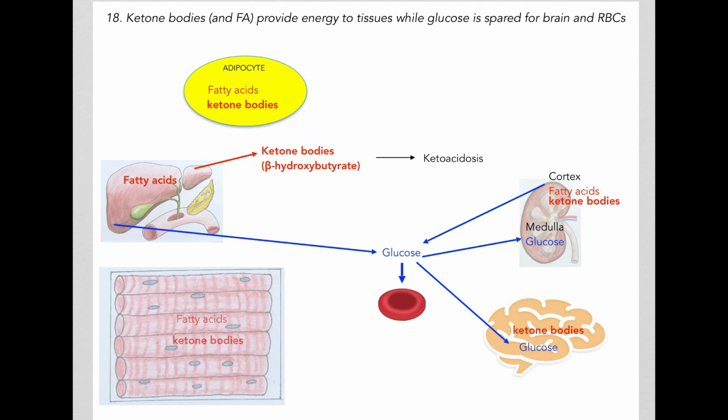And recall, while the red blood cells at this stage are using only glucose, the brain is using glucose and ketone bodies. The rest of the tissues, including the liver, the kidneys, and the adipocytes, will be using fatty acids, and especially the skeletal muscles and the heart muscles will be using fatty acids as well as ketone bodies. So everyone can use ketone bodies except the red blood cell.